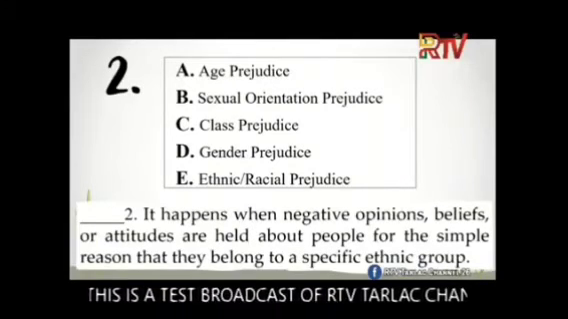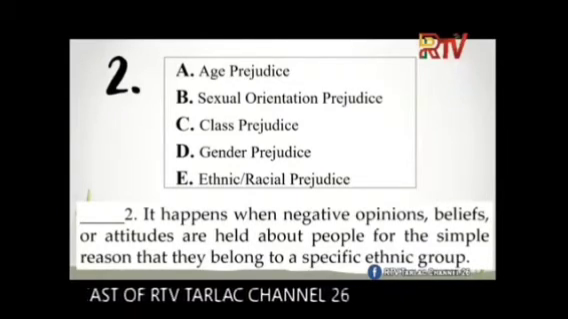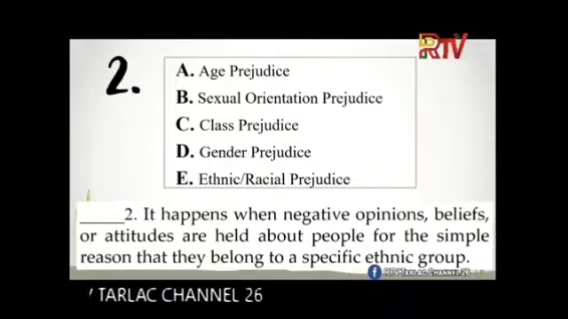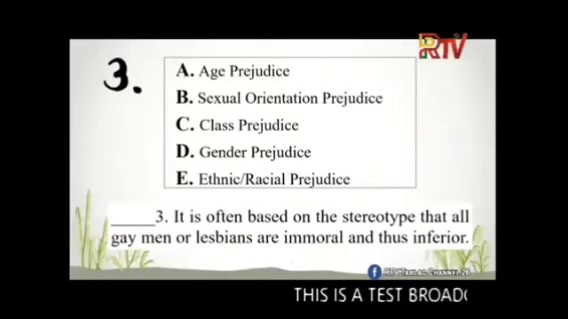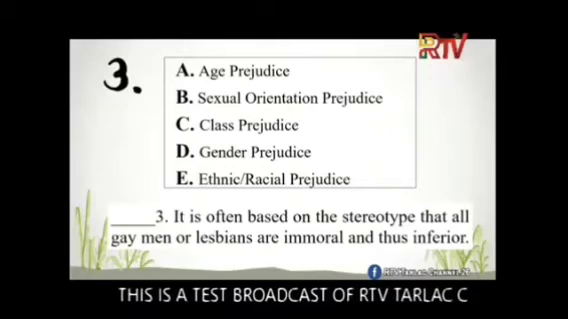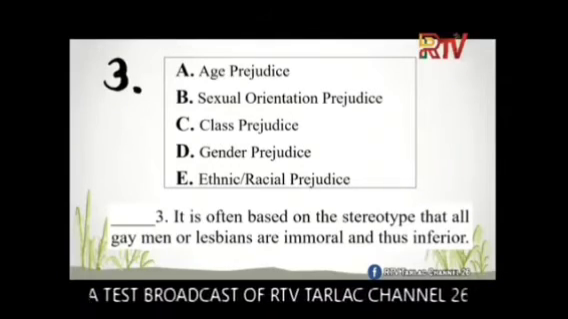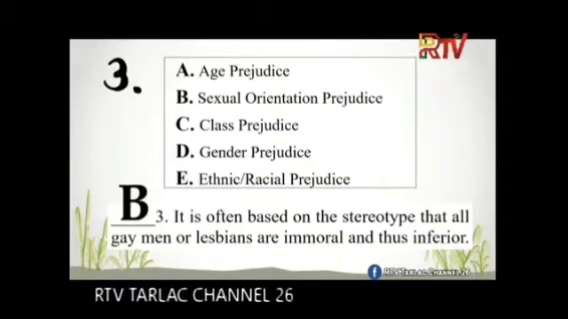It happens when negative opinions, beliefs, or attitudes are held about people for the simple reason that they belong to a specific ethnic group. What's the answer? The answer is? Very good. It's E. Wow, that's nice. How about the third one? It is often based on the stereotype that all gay men or lesbians are immoral and thus inferior. What's the correct answer? The correct answer is B. Very good. You're doing great. How about the fourth one?